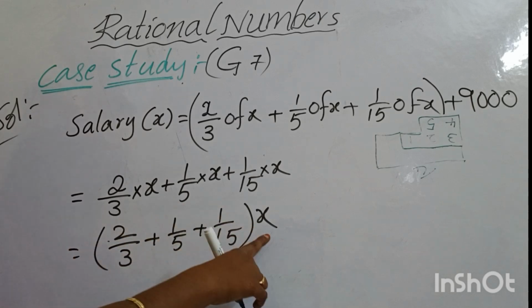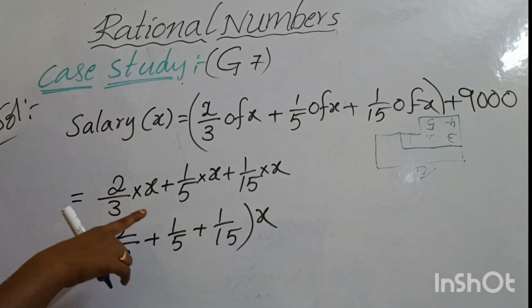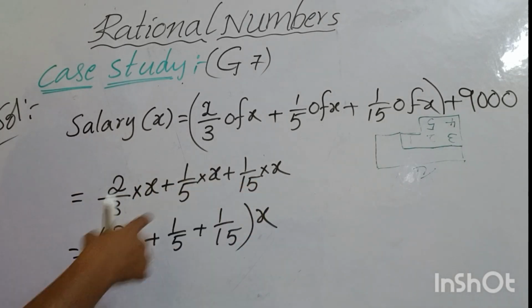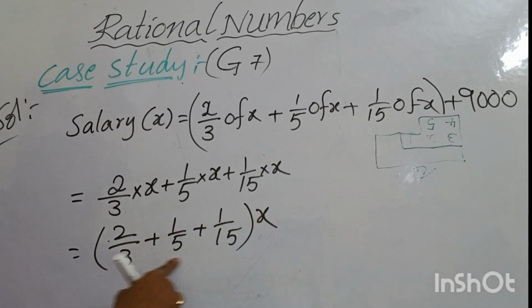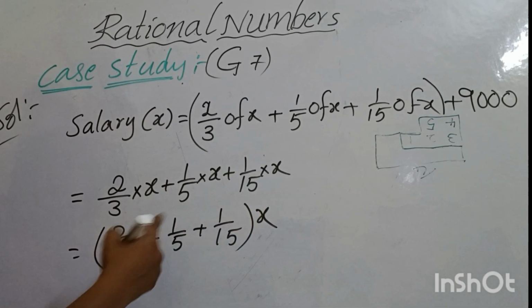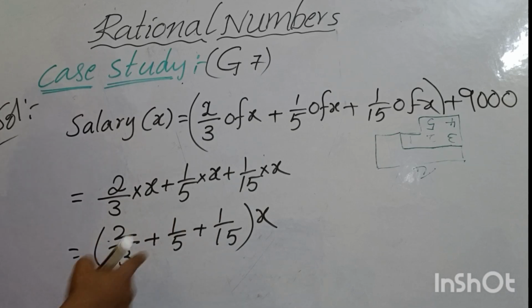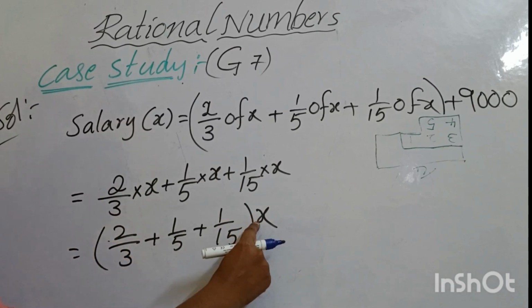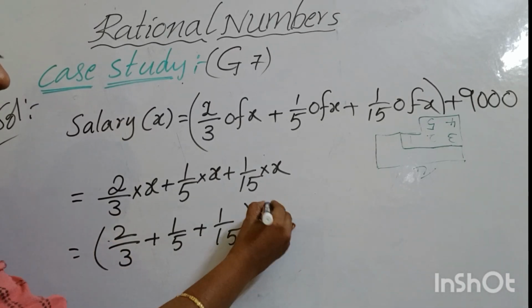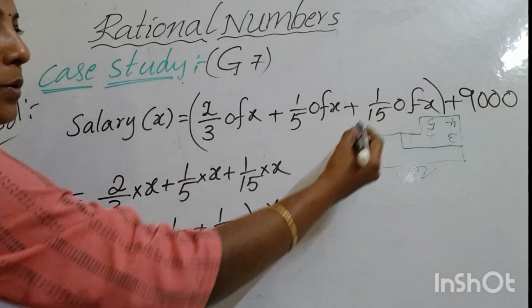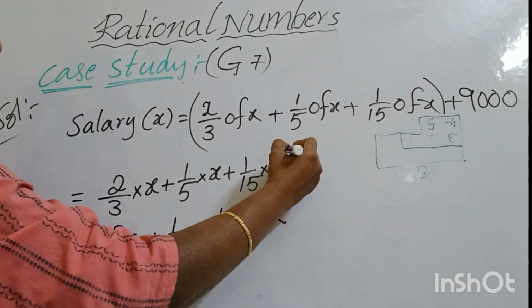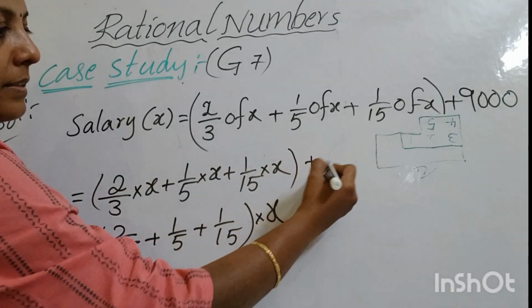Why did I keep X outside? Because X is the common term and we don't know its value. That's what we are keeping outside, and we are going to simplify these three fractions now. If it is inside, we can't simplify easily. We can, but it is easier to calculate like this. Here I didn't put any symbol, which means it is multiplication only. Clear? So now that 9,000 rupees also you need to carry like this only.